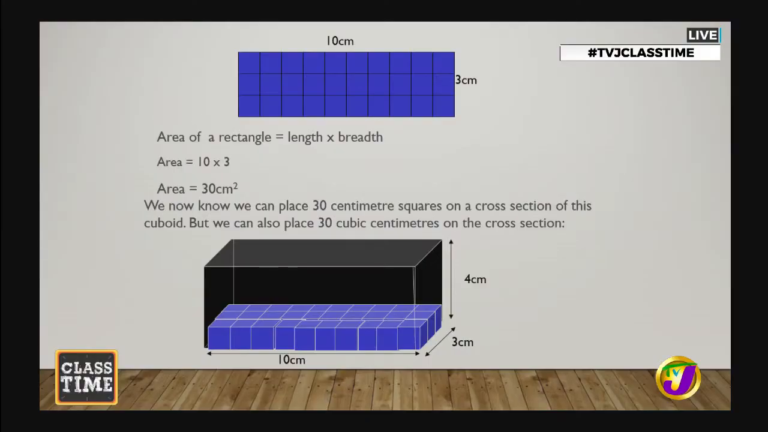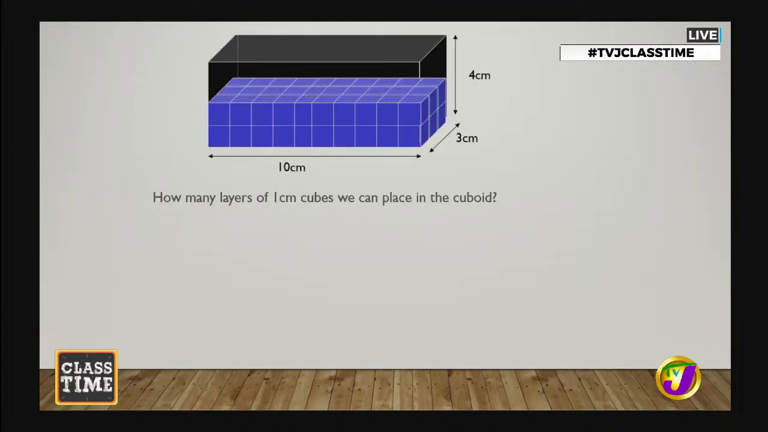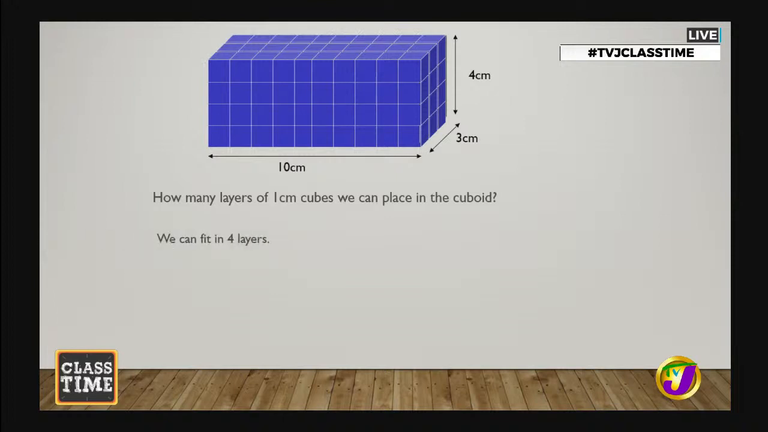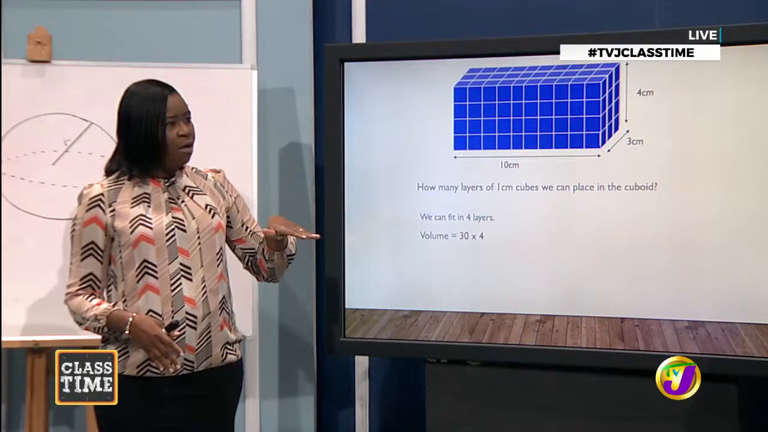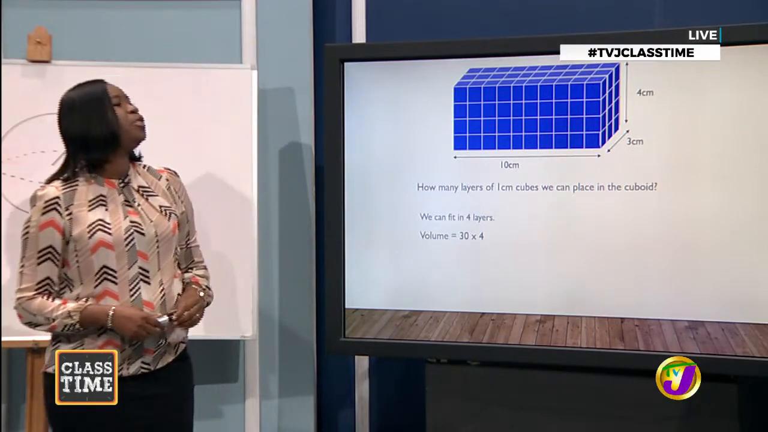And that would give us our height. So that would be the height of the cuboid. So there are 4 layers, as you said, which would be the height. So now we use the area of the cross-section. And therefore, since we know the area of one layer of the cross-section, we can find the total volume.